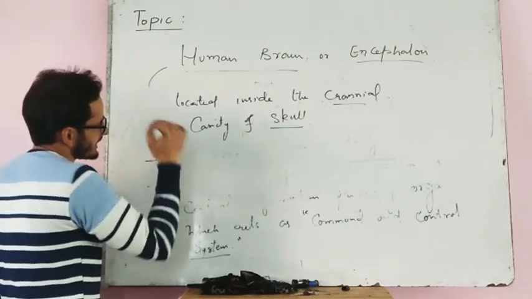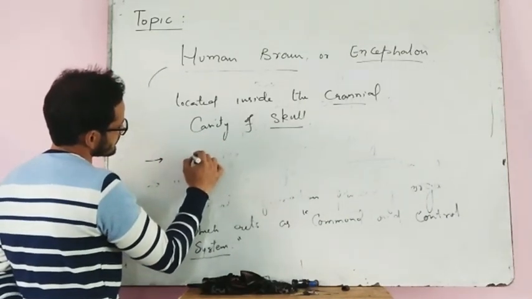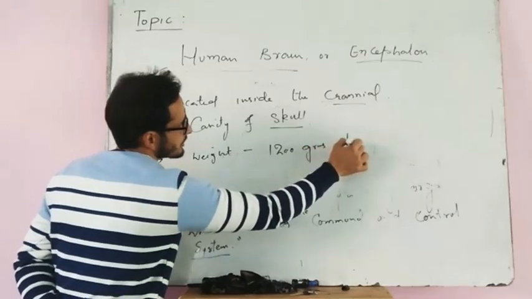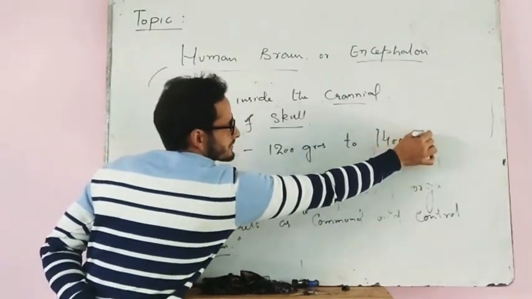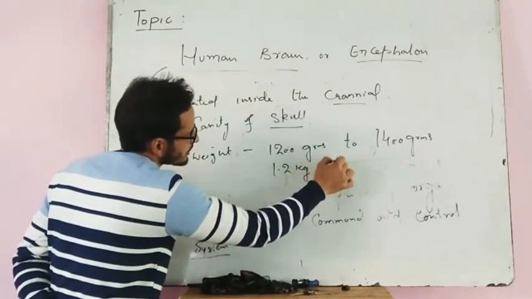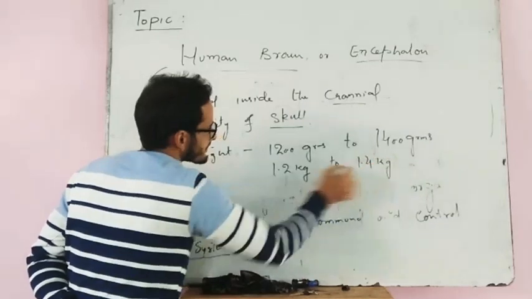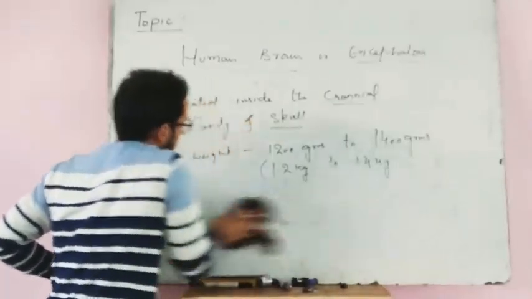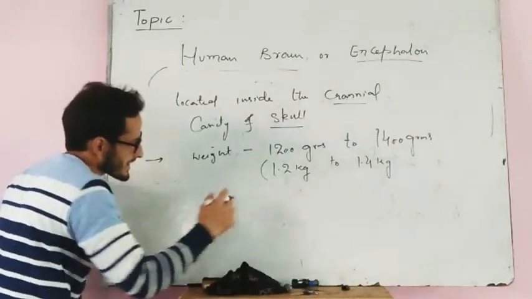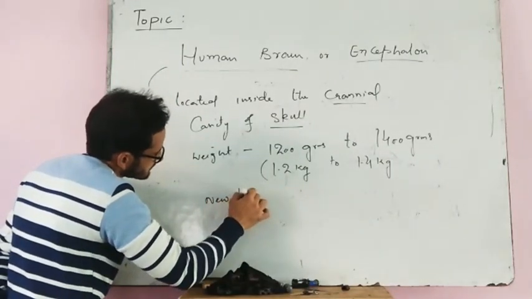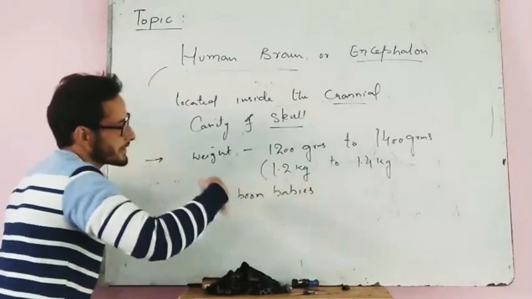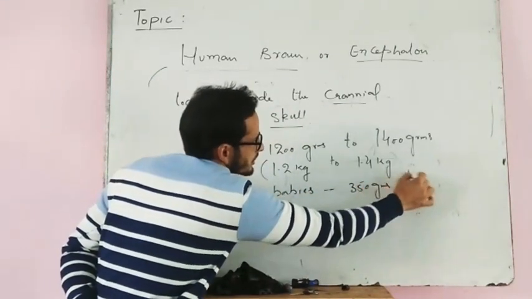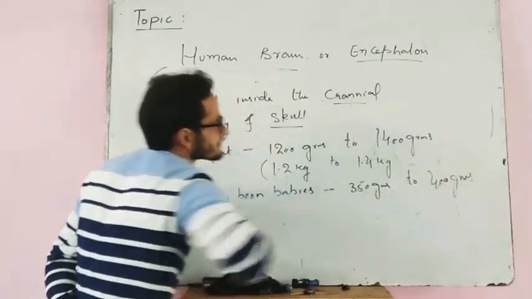On average, the weight of the human brain is 1200 grams to 1400 grams. That's 1.2 kg to 1.4 kg. But in case of newborn babies, the weight of human brain ranges from 350 grams to 400 grams.